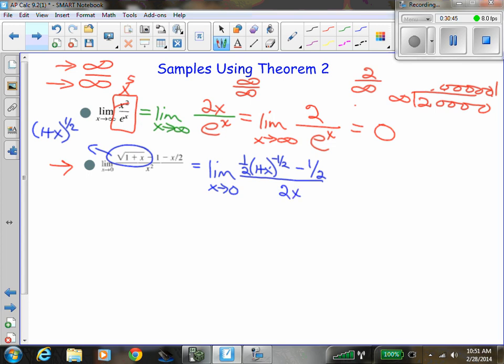Okay, now if we plug in a 0 for the x in the numerator there, we're going to get 1/2 times 1 to the negative 1/2, but 1 to any power is 1. All right, and so we're going to get a minus 1/2, and then down on the bottom we're going to get 2 times 0, so we still have an indeterminate form. Okay. Now, because of that, we have to do it again.